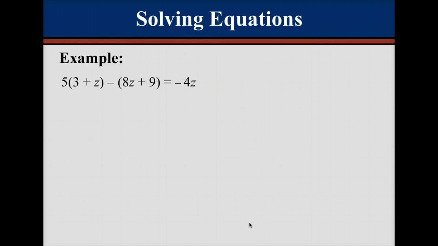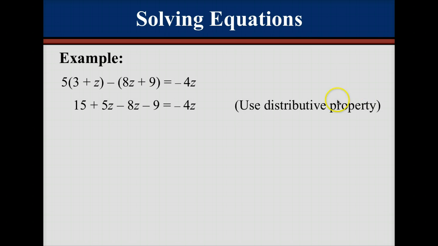Look at another example. We've got some parentheses, so we need to start by using the distributive property. 5 times 3 is 15. 5 times z is positive 5z. Now this is a negative 1. There's no number out here, but that's understood to be a 1. So negative 1 times 8z is negative 8z. Negative 1 times a positive 9 gives you negative 9. Be very careful. This is so easy to say negative 8z and then write plus 9. Don't forget that negative 1 has to be distributed across both numbers.